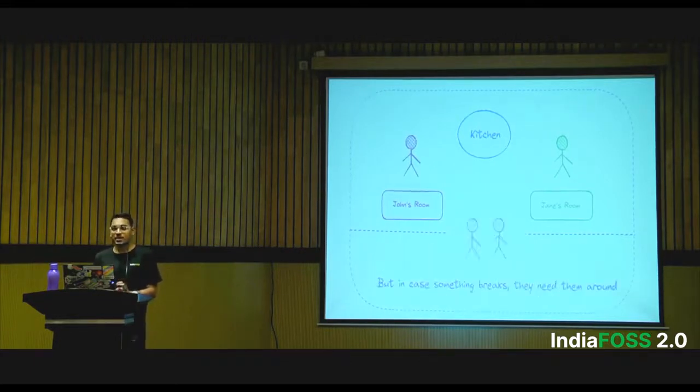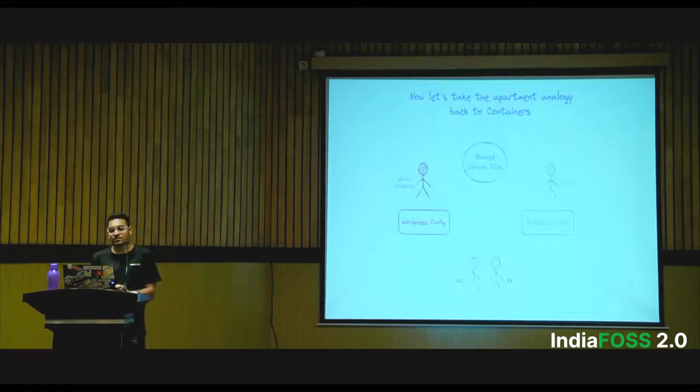But in case something breaks, like the kitchen pipe is broken or the gas is not working, something on the lines of that, they need the maintenance staff around. Now, let's take this analogy back to containers. We have two applications here, Apache WordPress, MySQL. They each have their configurations and directories. They need shared library files to function. And then there are maintenance binaries like cat or ps which help us out when some things are broken.